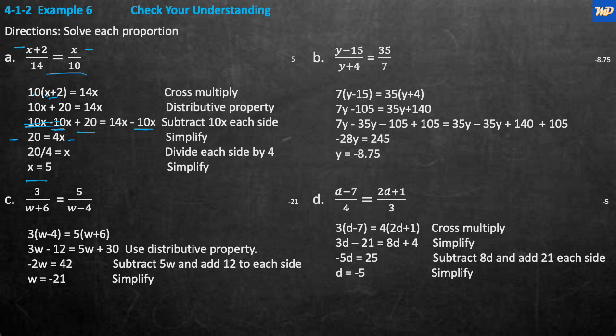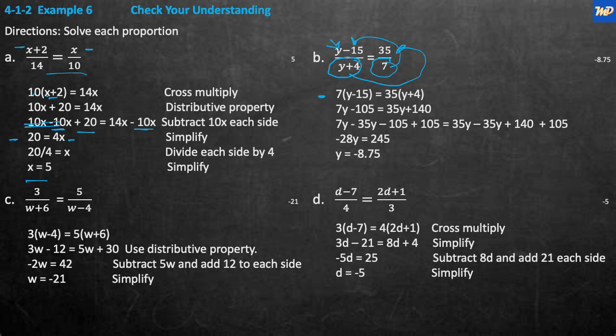For B, we have y minus 15 is to y plus 4 as 35 is to 7. So we're going to cross multiply again. The 7 is going to go from here over to this side, and the y plus 4 is going to move all by itself all the way over here to the right-hand side. When we do that, we're going to get 7 times the quantity y minus 15 right here. And we're going to get 35 times the quantity y plus 4, because the y plus 4 came from the bottom left and moved over here to the upper right.